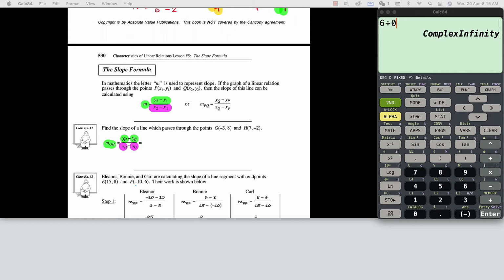Now remember, it wouldn't make a difference if you went YG minus YH over XG minus XH. Just make sure if you're starting with H on the Y, you start with H on the X, and vice versa. Okay, so let's plug these values in. So the slope of GH is going to equal the YH, which is going to be negative 2.